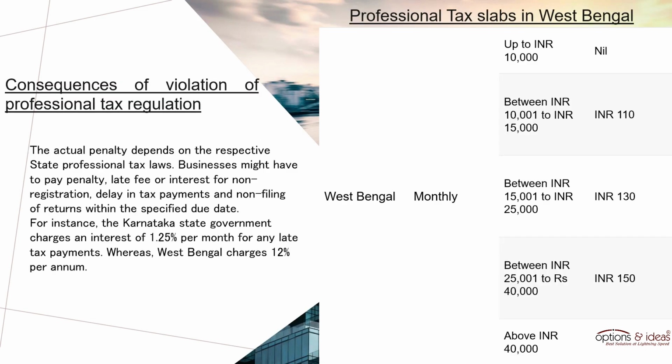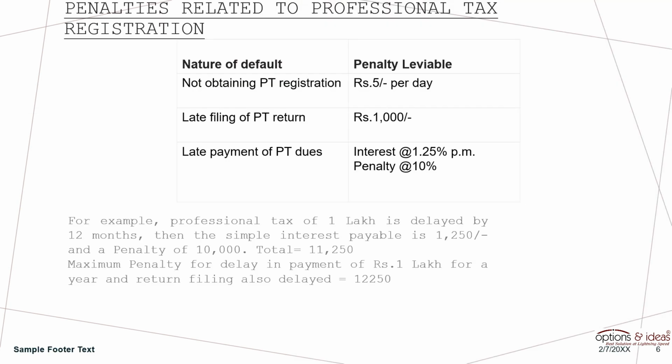Consequences of violation of professional tax regulation. The actual penalty depends on the respective state professional tax laws. Businesses might have to pay penalty, late fee or interest for non-registration, delay in tax payments and non-filing of returns within the specified due date. For instance, the Karnataka state government charges an interest of 1.25% for any late tax payments, whereas West Bengal charges 12% per annum. Penalties related to professional tax registration.